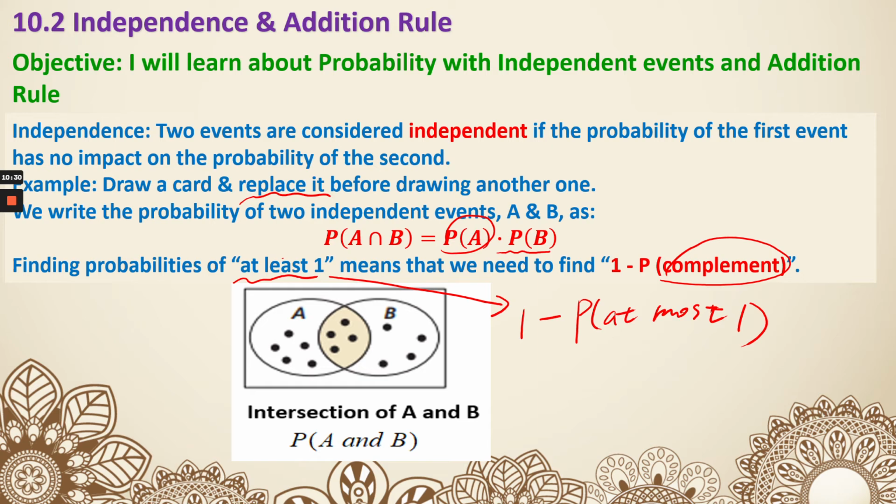Because let's think about it. At most 1, well, that's actually very easy to calculate. If we don't include any negative numbers, that's just 0, and maybe 1, depending on how the question is saying. So that's way less than counting all the numbers that are at least 1. So that's how we calculate the complement. Now let's have a look at some examples.